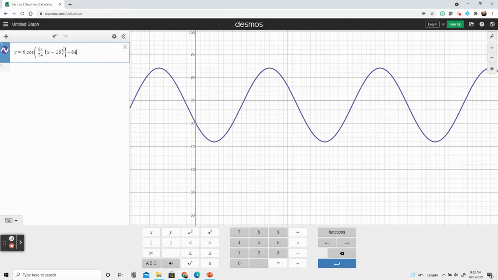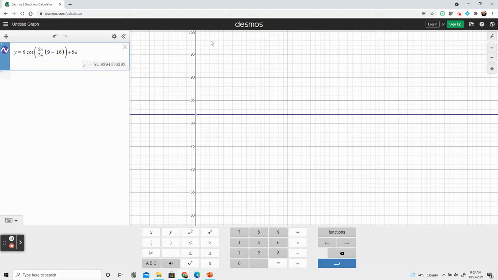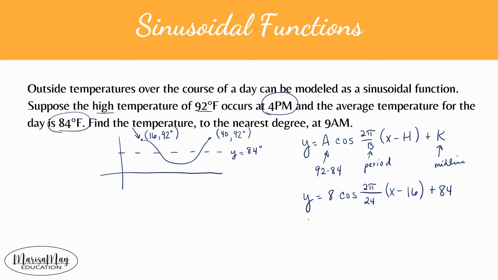Now, if you don't see your graph immediately, that's probably because your graph is shifted up 84. So you would need to zoom out a little bit. You'd probably need to move your graph up so you can see it. Now, all I want to do then to get my answer is replace this x here with a 9. And Desmos tells me if I round to the nearest degree that I'm going to get 82 degrees there. So I know at 9 a.m. the temperature will be 82 degrees Fahrenheit.